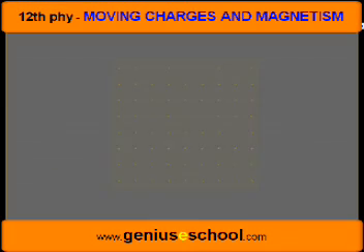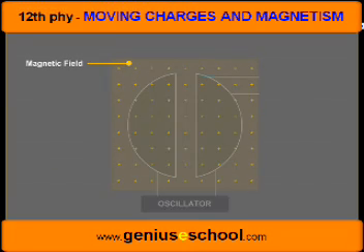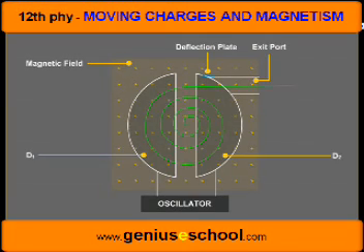Cyclotron. The cyclotron is a machine to accelerate charged particles or ions to high energies. This was invented by E.O. Lawrence and M.S. Livingston in 1934 to investigate nuclear structure. The cyclotron uses both electric and magnetic fields in combination to increase the energy of charged particles.